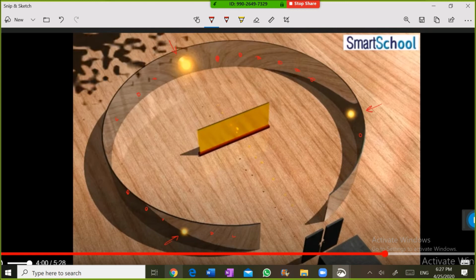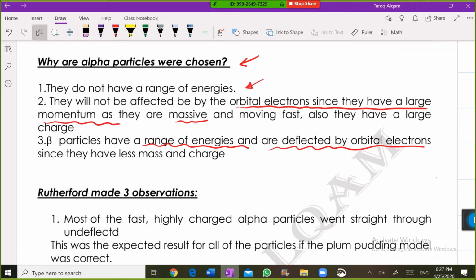One at large angle, one at small angle, one bounces back. فبصير الأمور to draw conclusion much easier than range of energies. The other important thing, guys, إنه البيتا أصلا will be deflected by orbital electrons. It will not give us any information about the nucleus لأنها it will not reach a nucleus. يعني هي ما راح توصل للنيوكليوس، هي بس توصل outer shells of electrons will be deflected. It will not show me anything about the nucleus أو about the atomic structure.